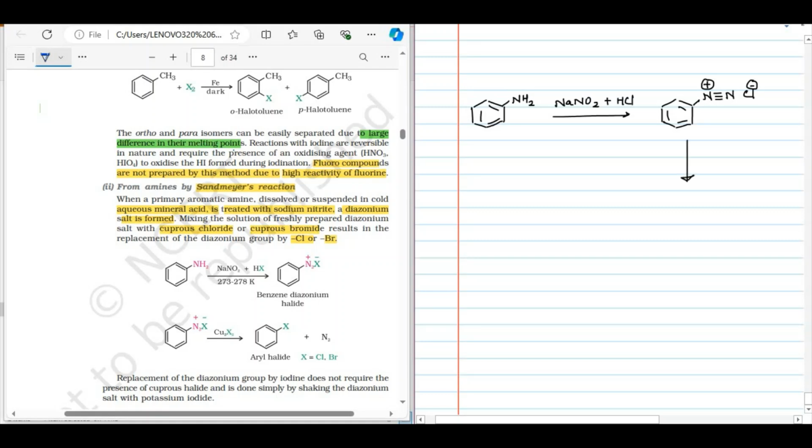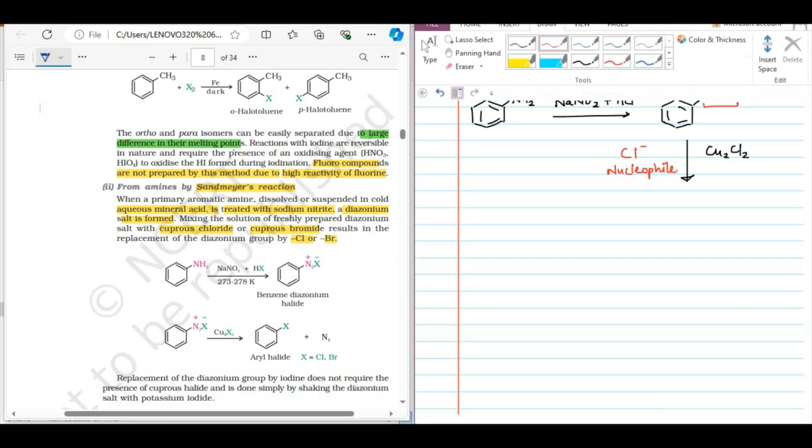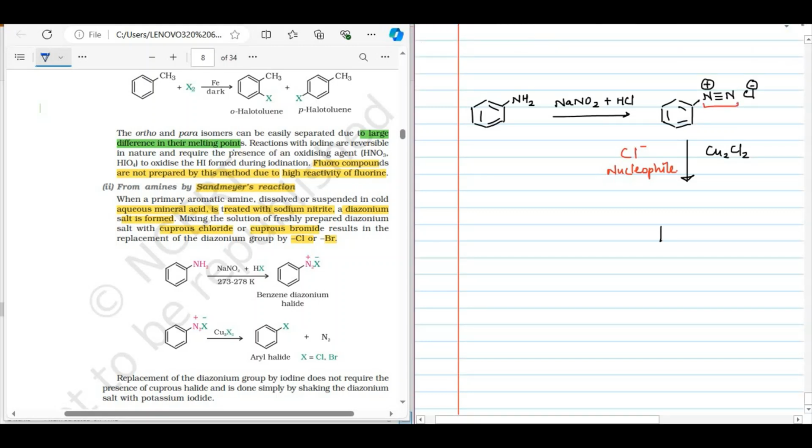When it reacts with Cu2Cl2, here Cl negative nucleophile is formed. So it is nucleophile. It replaces N2 from diazonium. So as a result of it, chlorobenzene is formed. So this is benzene, and here Cl group will get attached to benzene ring, and N2 is released in the form of N2 gas.